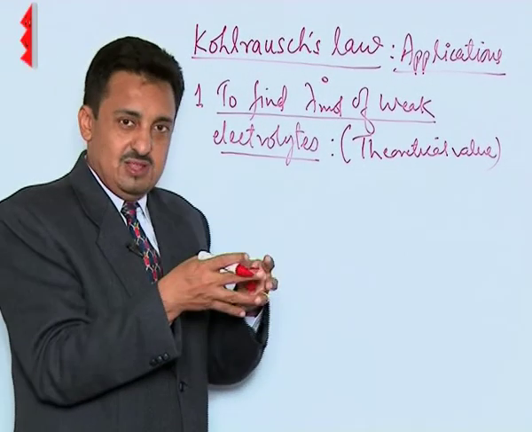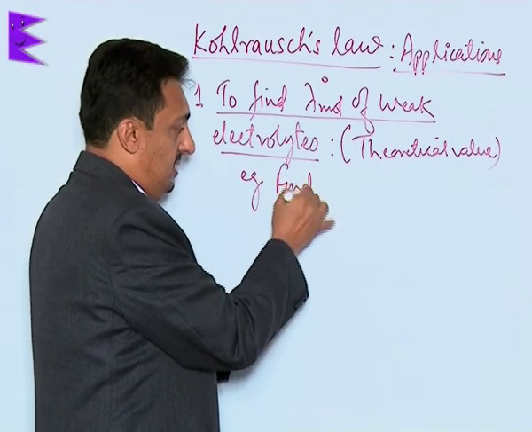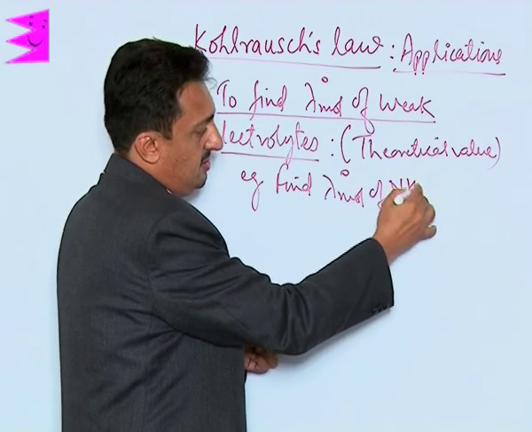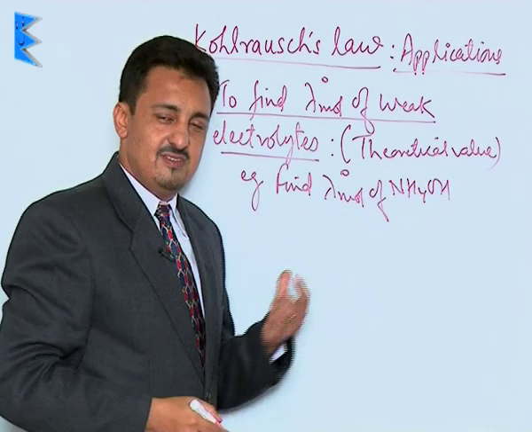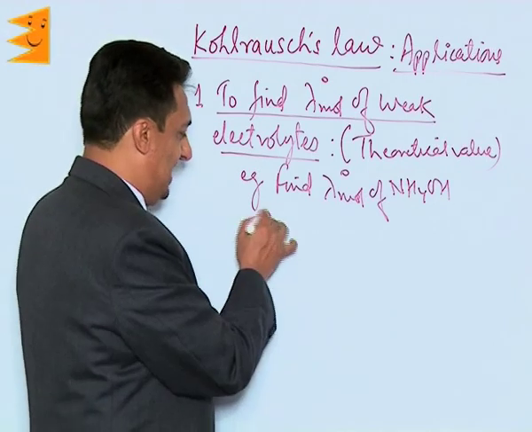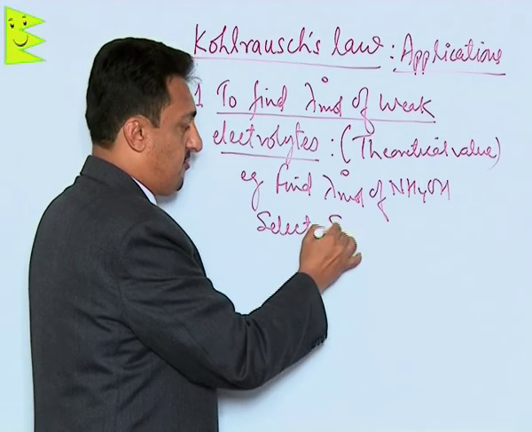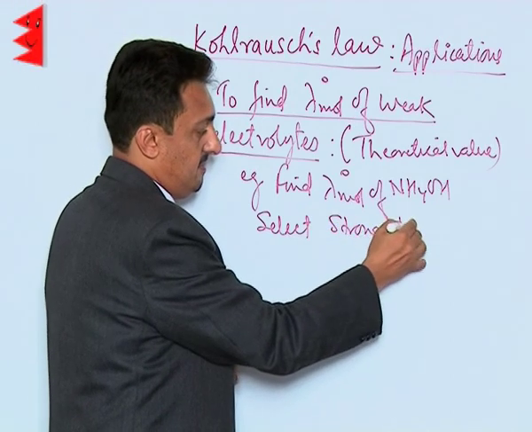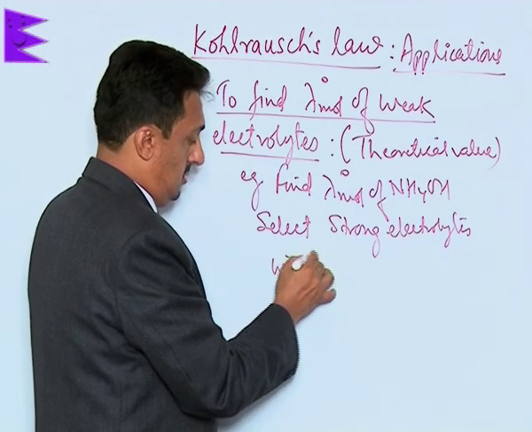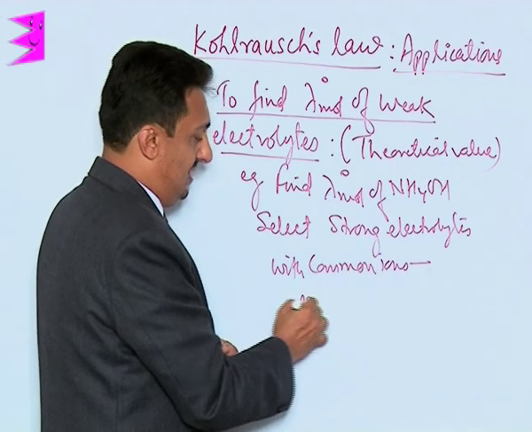By the manipulation method. Let us see, we wanted to know the limiting molar conductivity of ammonium hydroxide, which is a weak base. How can we find out? For this, we will select strong electrolytes with common ions.